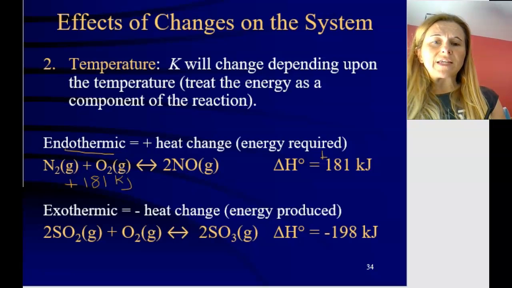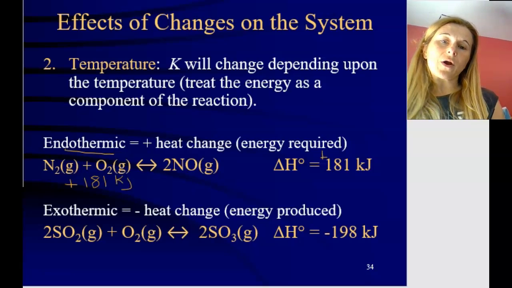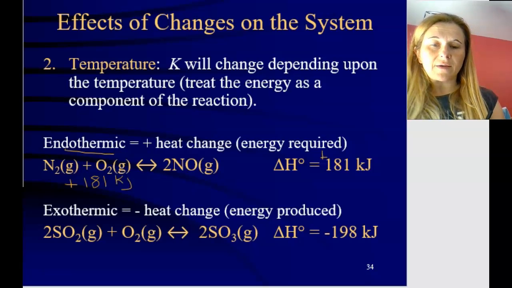So if we were to take this chemical reaction and put it on a flame, we're going to force it towards product because we are adding more energy as a reactant. Whereas if we look at an exothermic reaction, here we have one. We know it's exothermic because it's negative right there.